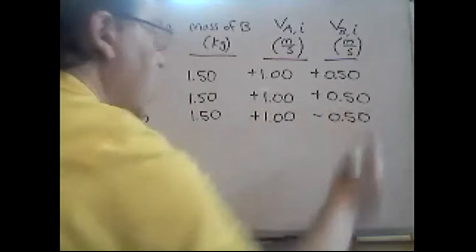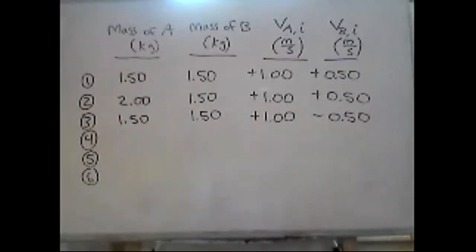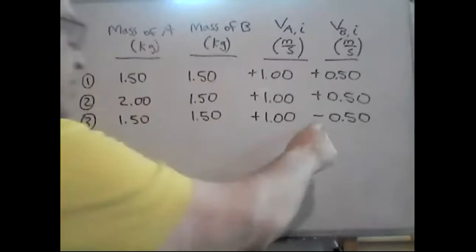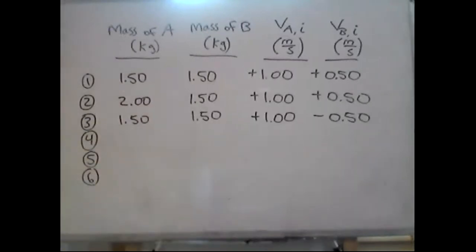Now, I'm gonna be very, very strict on signs, S-I-G-N-S, in this lab. Momentum is a vector. As such, it has a magnitude and a direction. In one dimension, the magnitude is just the scalar number. The direction is given by the sign. So it is extremely important to make sure you're very careful with the sign.